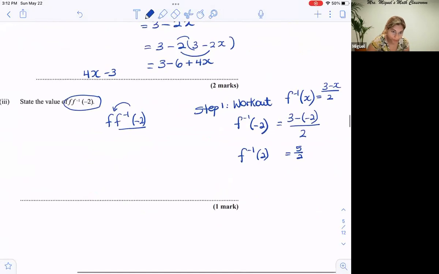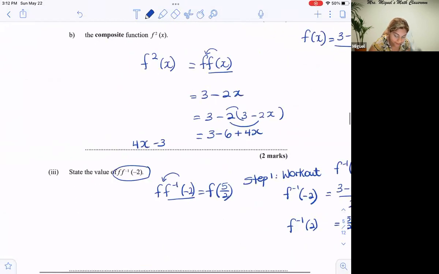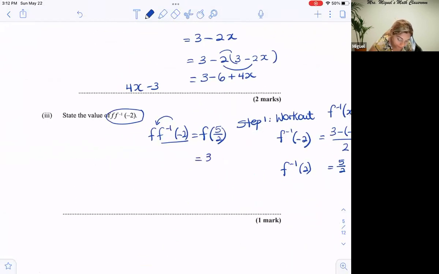So now the question reduces to f of 5/2. And the f function is 3 minus 2x. So 3 minus 2x, replace x with 5/2 and simplify your answer.